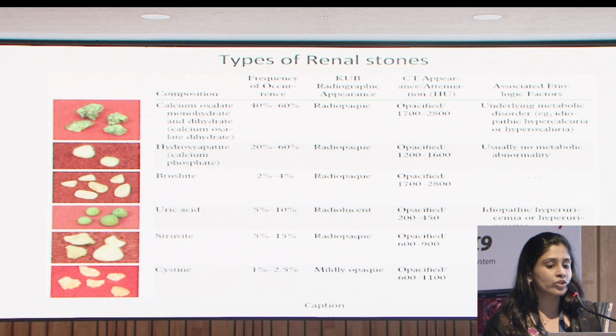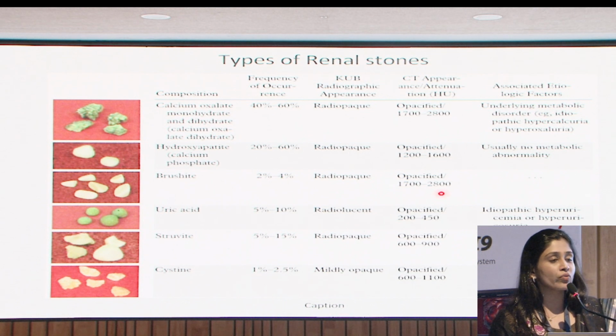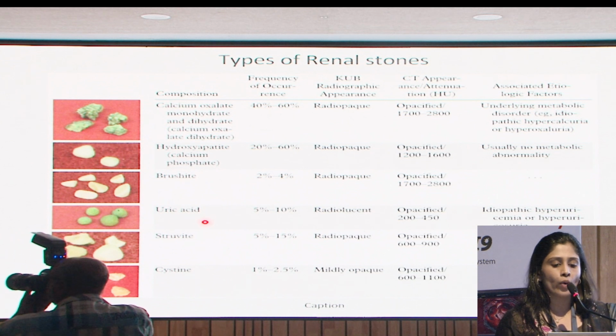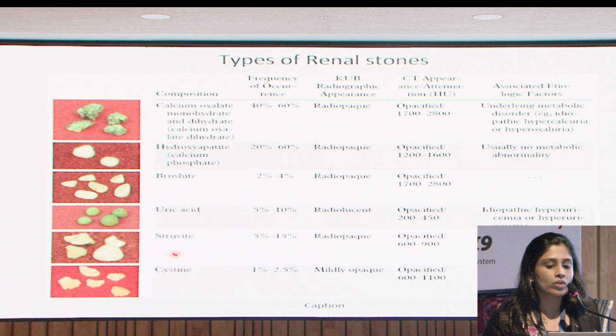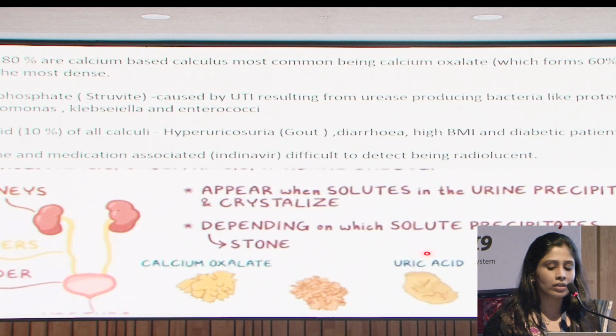Hardest of all is brushite, which is approximately 1700 to 2800 HU value on NCCT. Uric acid is the radiolucent stone which is very difficult to detect on plain imaging. Hence we prefer to go for excretory urography. Struvite is an important stone as it is formed due to renal infection. It also has a higher HU value. So these are the major renal stones as we have seen.